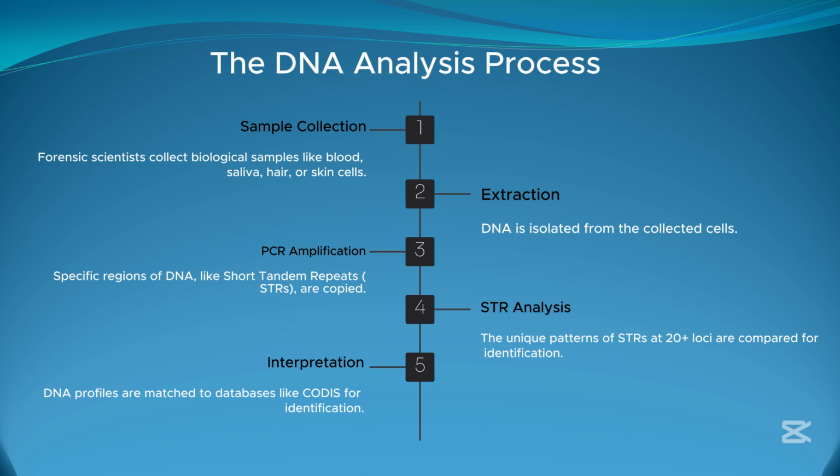Finally, interpretation compares this profile against databases like CODIS, Combined DNA Index System, to identify matches between crime scene evidence, suspects, or unsolved cases. Matches are validated through statistical calculations to determine the probability of a random match, ensuring the result's forensic significance. This meticulous process balances cutting-edge science with rigorous quality control to uphold its role as a gold standard in criminal justice.